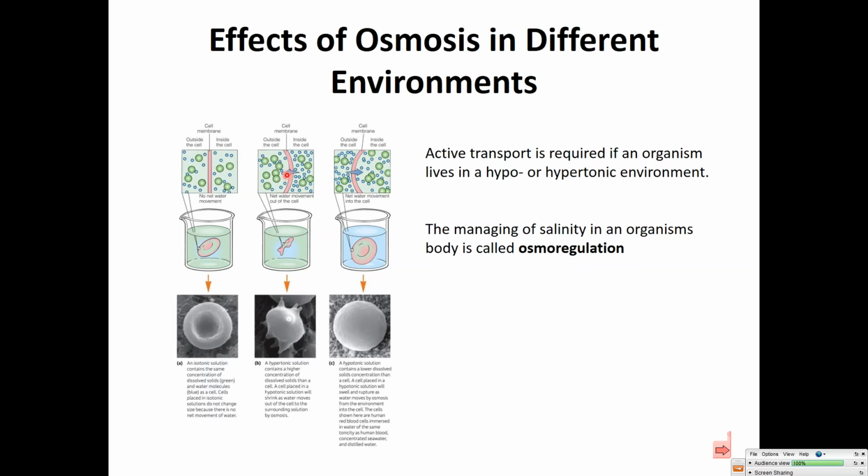And so organisms have to manage this if they live in water, in the ocean, that has a different salinity than the interiors of their bodies. The managing of the salinity inside the organism's body, if there's a different salinity outside, is called osmoregulation. And that requires active transport. And so most fish have to osmoregulate.